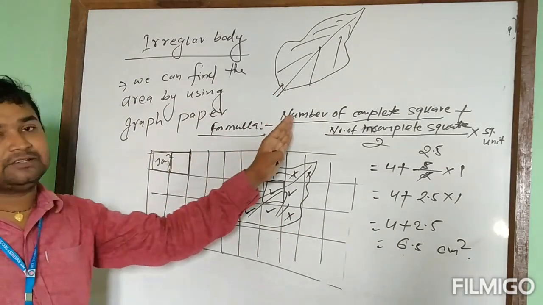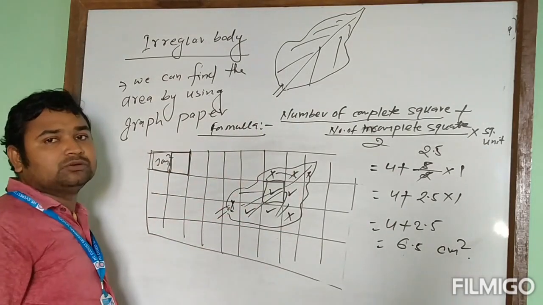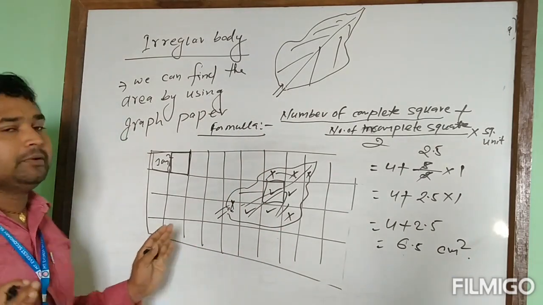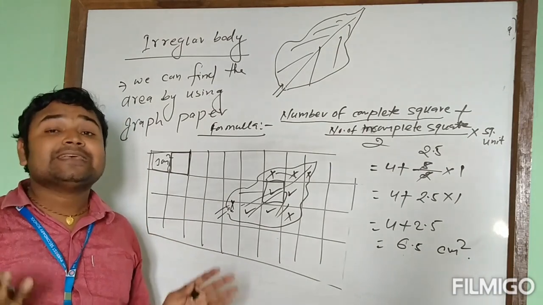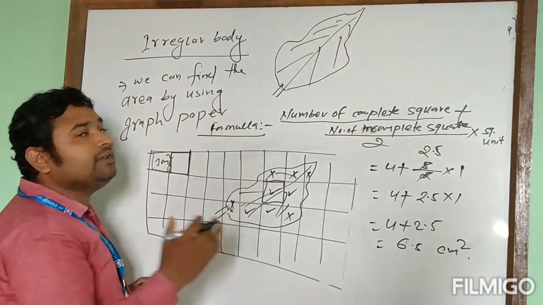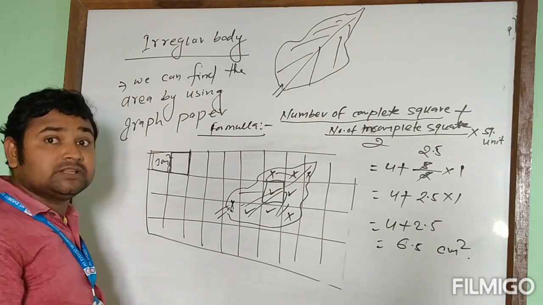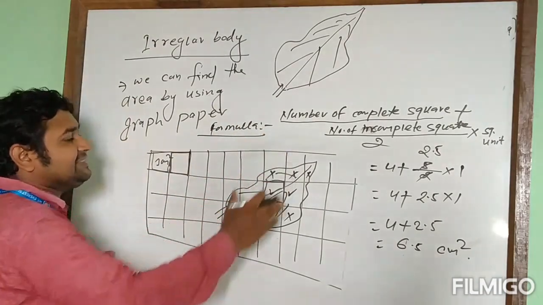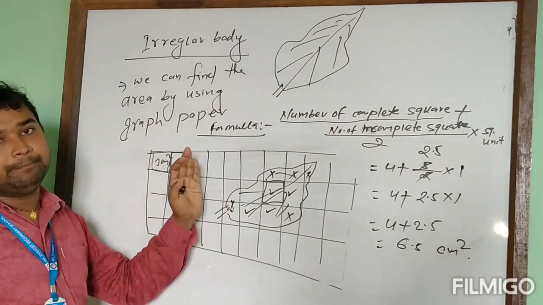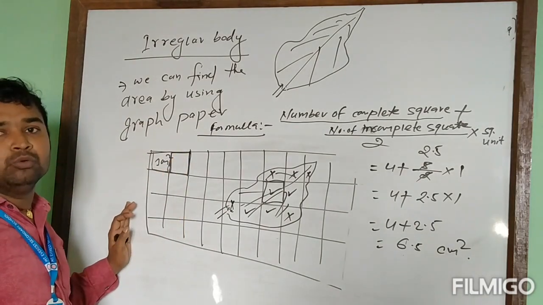We can easily calculate by using graph paper, and in this way we can find the area of any irregular object. Irregular body means a body whose geometrical shape is not fixed, that is, length, breadth and height. Similarly, we can calculate other irregular bodies, like stones, whose dimensions are not fixed. In this way, you can easily calculate the area of an irregular body. So now let's talk about volume.